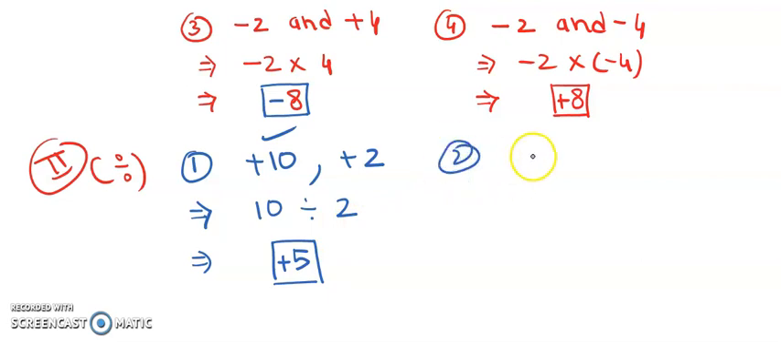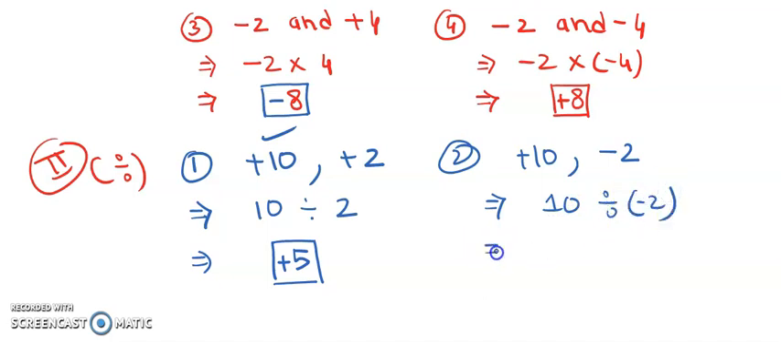Now let us take another example. Let us take the first one as positive, that is plus 10, and the second number as negative, that is minus 2. The first integer is positive, whereas the second integer is negative. So let us divide them. 10 divided by minus 2. Let me put that in a bracket. My dear students, the answer will be 5 only, but the answer will be a negative integer. Remember students, when a positive integer is divided by a negative integer, the answer will always be negative.